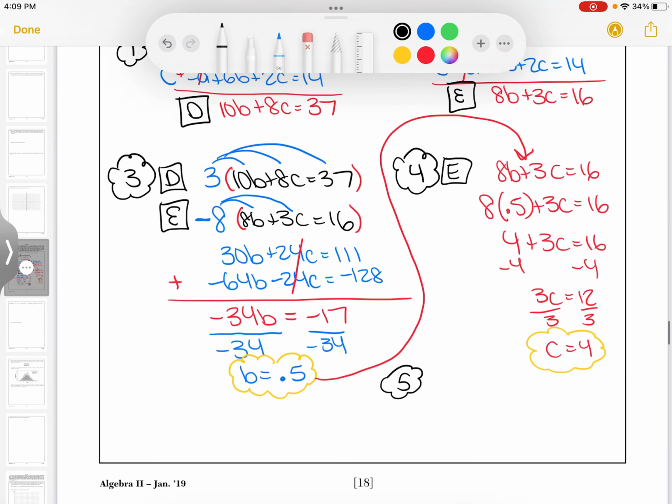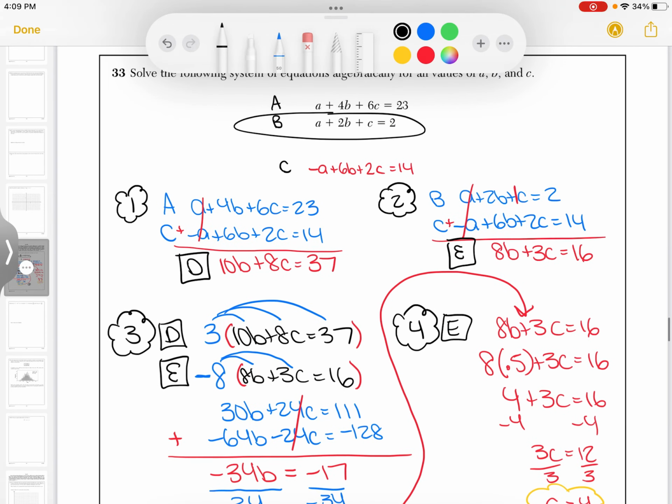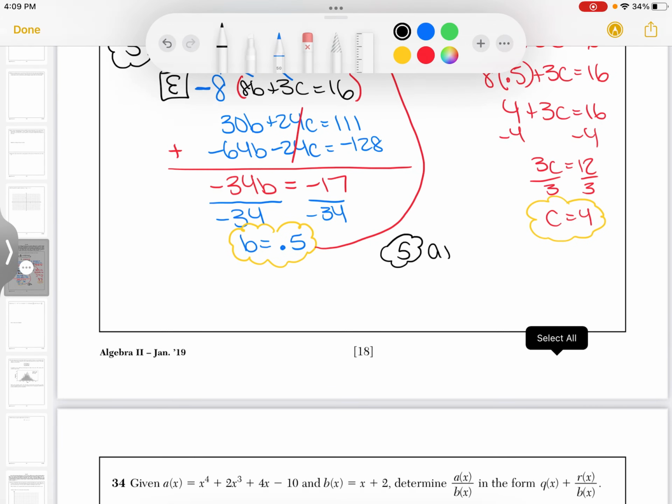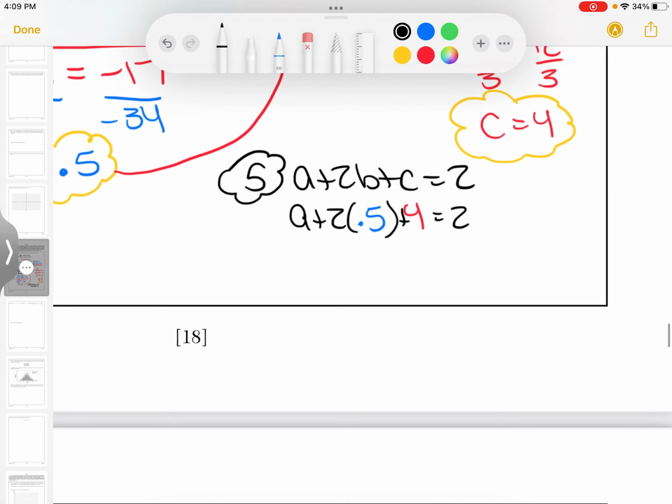This is step 5, and my final step, I forgot it again, a plus 2b plus c equals 2. Great. And I'm going to plug the two variables that I have in. So b is 0.5. So I'm going to put the 0.5 here. And c is 4. So I'm going to put the 4 here. Everything else is going to come down. So this is 2 times 0.5. And the plus goes there.